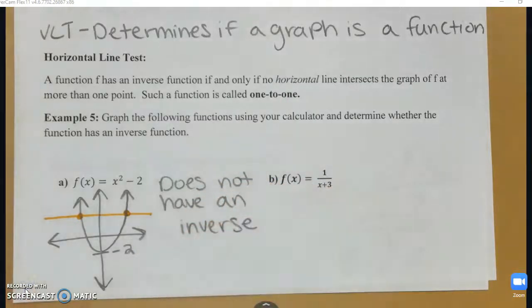Okay, so when we had that function previously, y equals x squared, remember that's my quadratic parent function. That's also going to fail our horizontal line test, so it does not have an inverse.